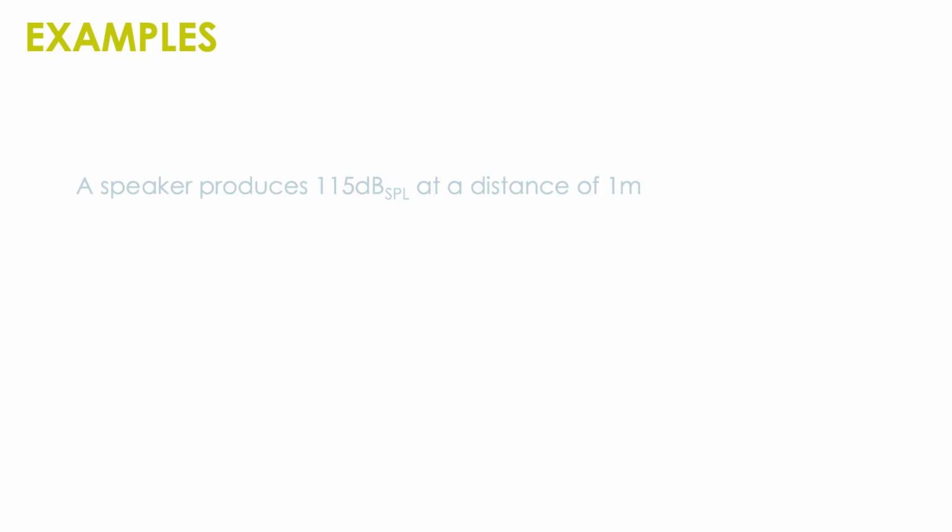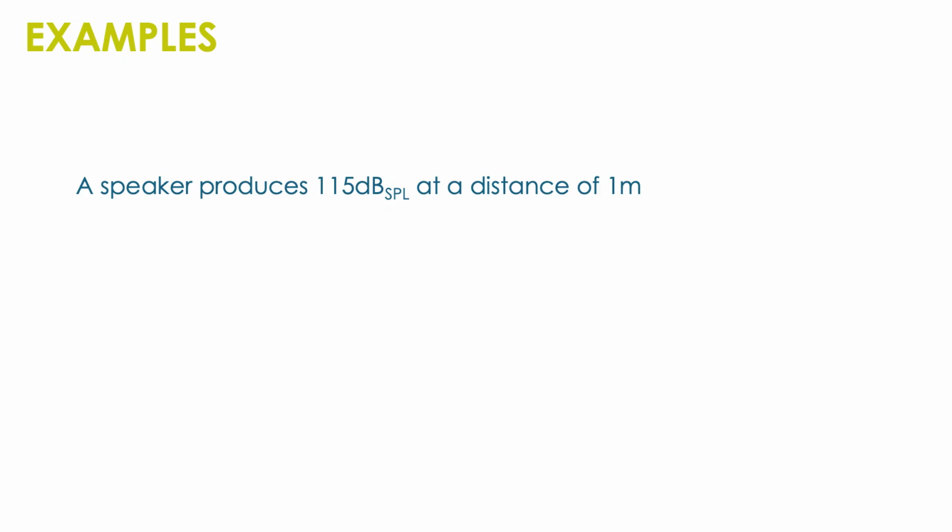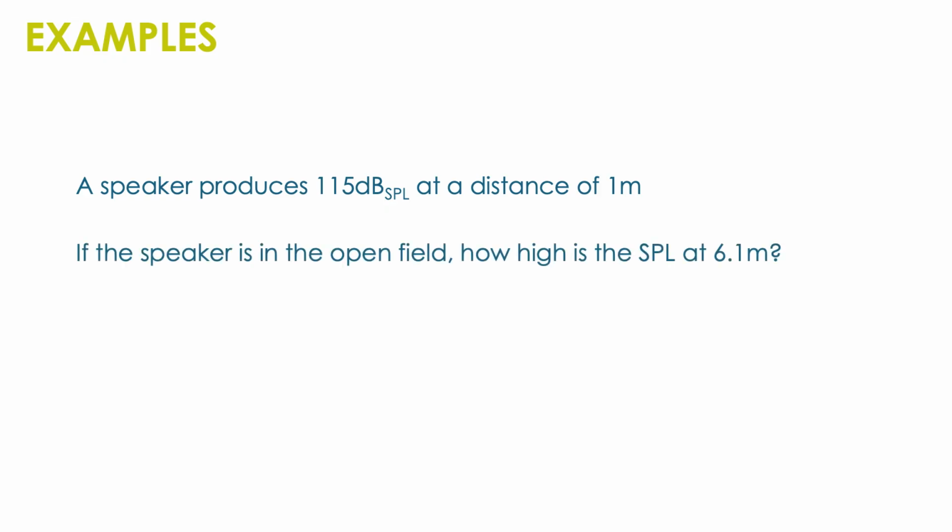So now let's look at some practical examples. We would like to discover the relationship between the distance and the SPLs. So let's consider a speaker that produces 115 decibel SPL at 1 meter. At 6.1 meters, the SPL decreases, as can be intuitive to consider, and this is due to the spreading of the sound waves, of course. So now let's ask ourselves how many decibels we will have at 6.1 meters.